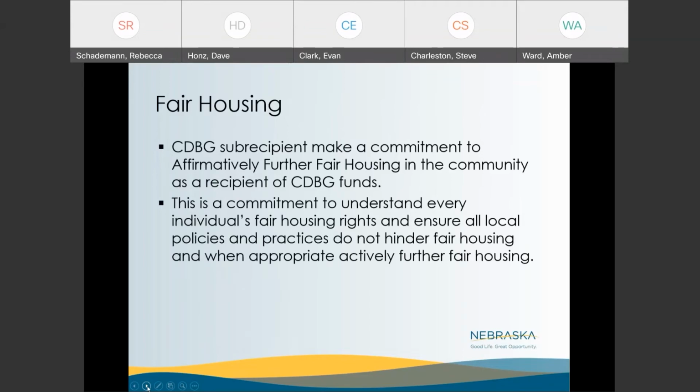So CDBG subrecipients make a commitment to affirmatively further fair housing in the community as a recipient of CDBG funds. This is a commitment to understand every individual's fair housing rights and ensure all local policies and practices do not hinder fair housing and, when appropriate, actively further fair housing. That is a mouthful to say every time. Next slide.